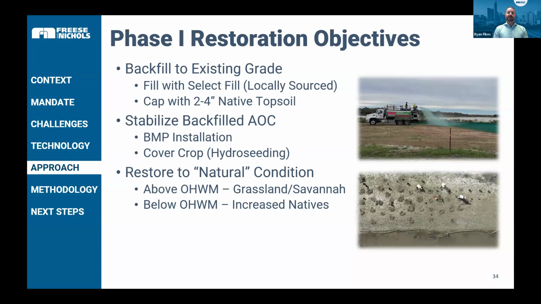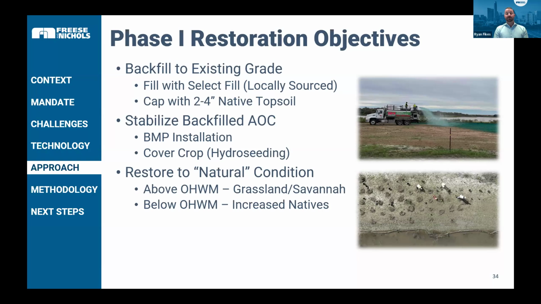And so once the plastics had been removed, we really wanted to make sure we were bringing in locally sourced fill and native topsoil to enhance the likelihood of success for some of our revegetation efforts. We also wanted to make sure we were reducing any kind of erosion potential. So BMPs are put in place, everything from a 2-to-1 slope ratio going into the creek itself, stabilized with straw wattles, and then with hydro-seeded cover crops immediately following backfill activities in order to really minimize that erosion potential.